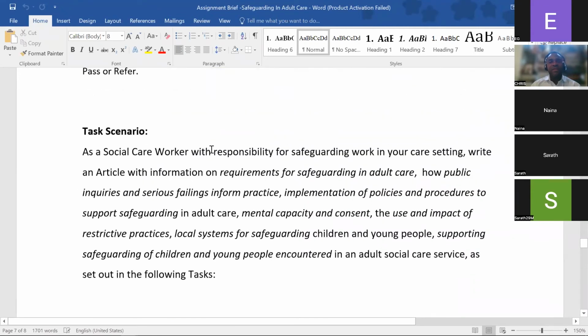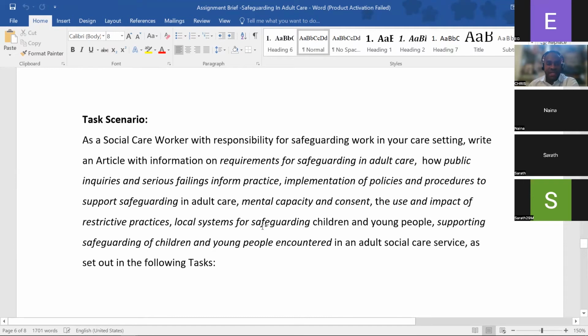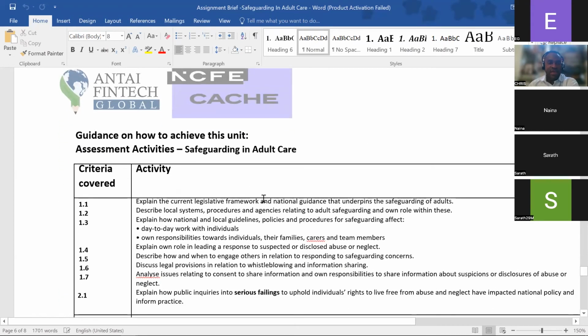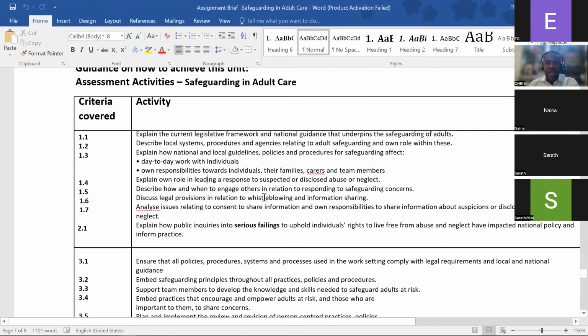So this is the scenario. You write in your capacity as a social care worker who has responsibility for safeguarding in your care setting. And everything that you write in this assignment is based on the learning outcomes that we have covered. So the key thing to bear in mind is that you are writing this assignment in your capacity as a social care worker, okay, in an adult care setting. We have the various tasks.